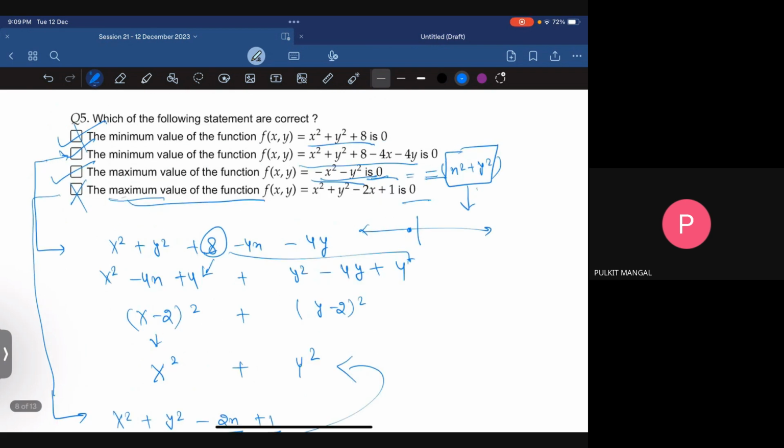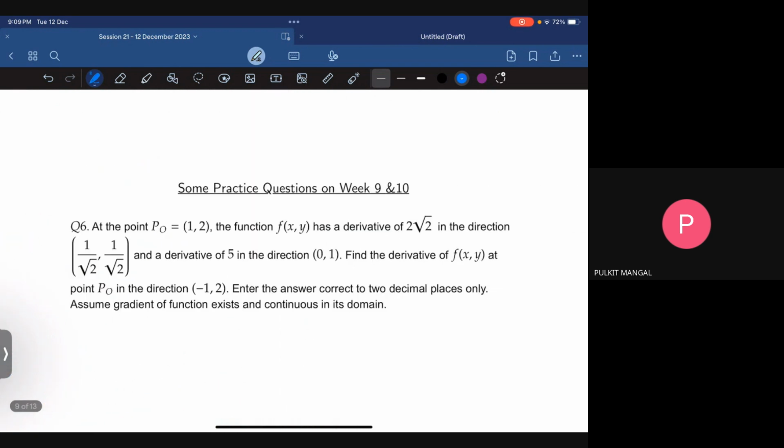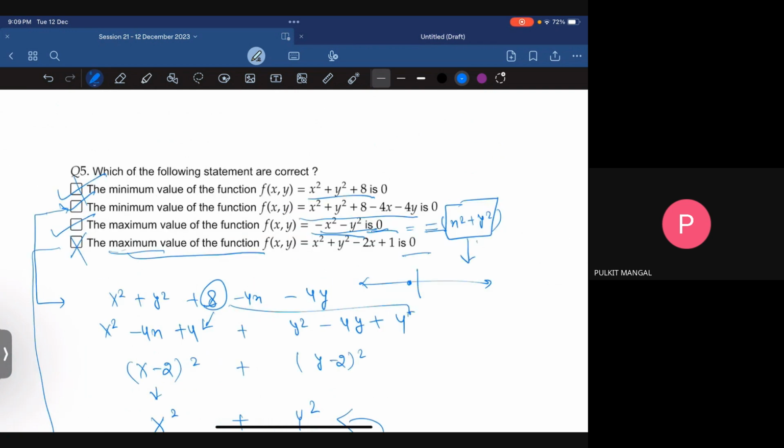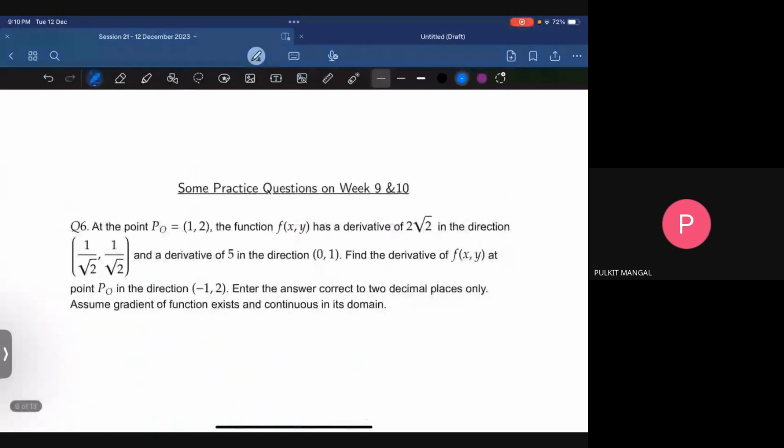Any doubt in this question? No, sir. So furthermore, we have some more practice questions. But before that, if you have any doubt in week 9 or 10, you can ask. Or if not, then we can proceed with the questions. Anybody has any doubt in week 10 concepts? No, sir. Okay, then let's solve more questions.